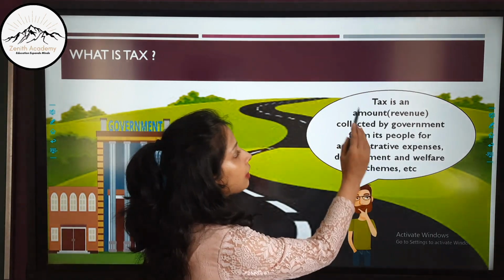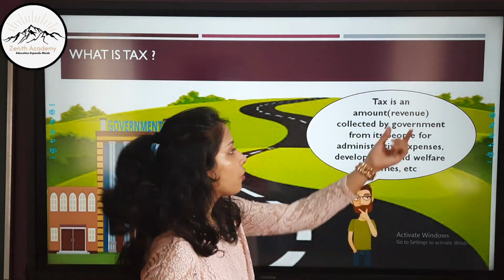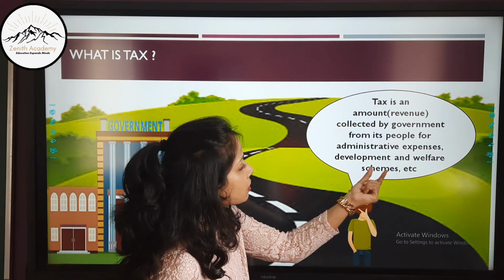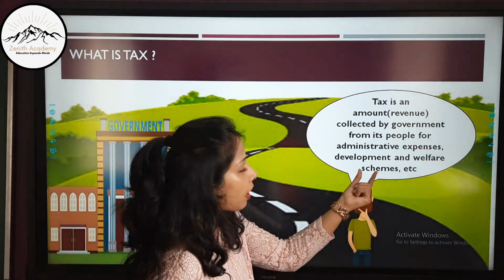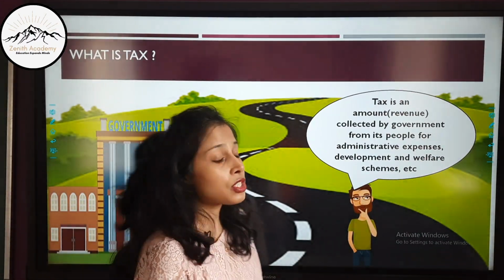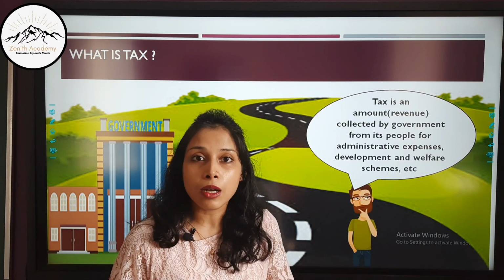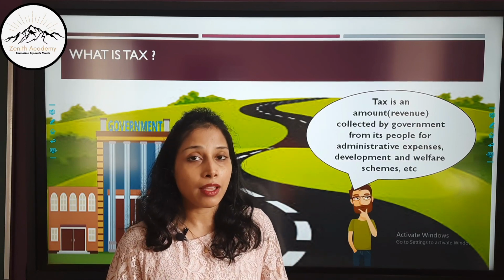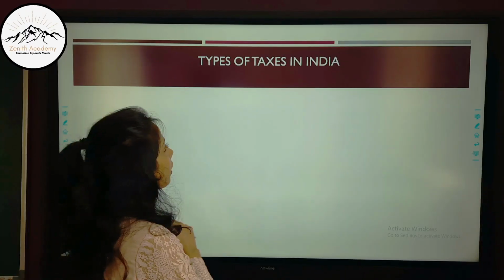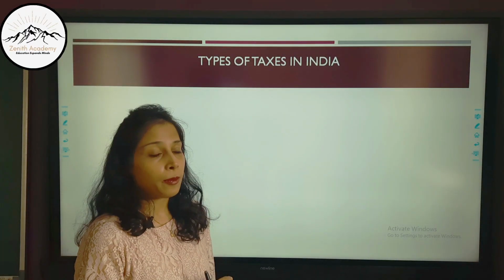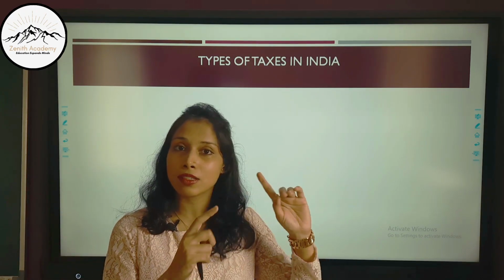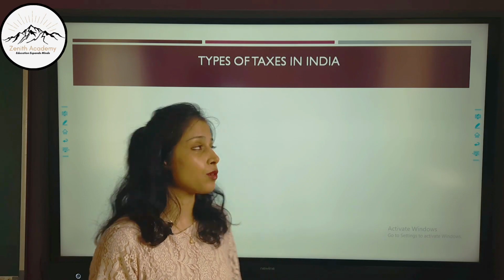So basically, tax is an amount or revenue collected by government from its people for administrative expenses, development and welfare schemes, etc. Government charges this tax either on the income or expense of the public. Yes, expense also. How? Let's see. Types of taxes in India. This will explain the question of how government charges tax on income as well as expenses.